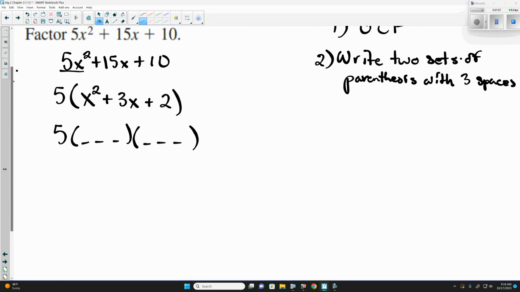Now the third step is to find the sign. Some other methods will find the factors next, but I like finding the sign because this will make things a little bit easier in the long run. There's two parts to it, finding the sign.